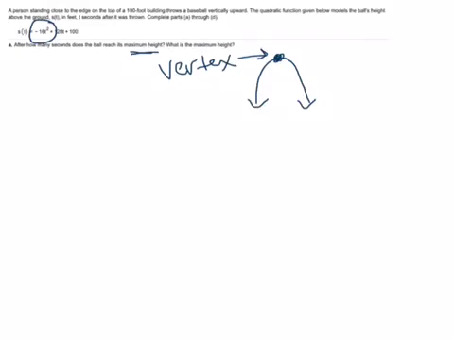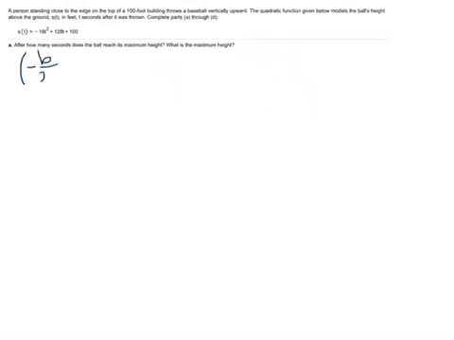So really, when they're asking us to find after how many seconds does the ball reach the maximum height, they're really asking us to find the vertex. So let me clear all this stuff off and look for the vertex. Okay, the formula that they gave us in the textbook is this. The formula for the vertex is negative b over 2a for the x value of the vertex, and f, or I guess in this case s, of negative b over 2a. This is our formula for the vertex.